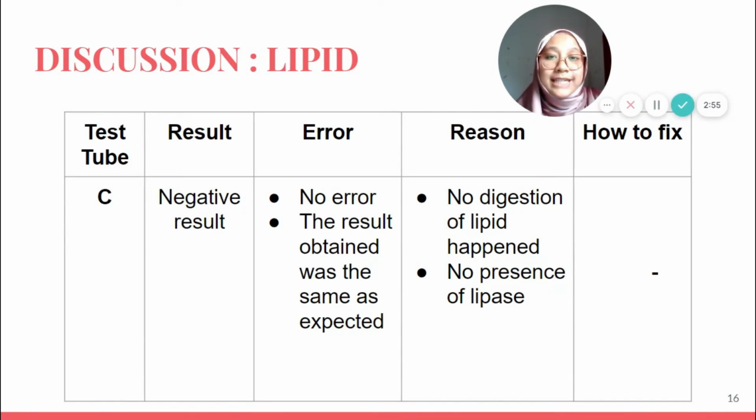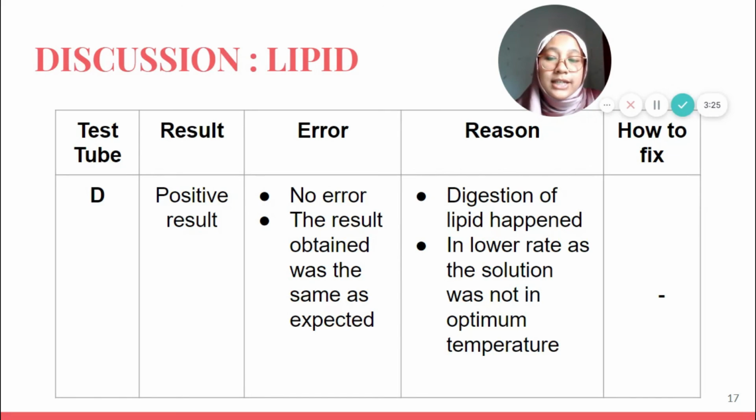For test tube C, the result obtained is a negative result. In this part of the experiment, there is no error reported. This is because the result obtained was the same as the expected result. The reason behind this result is that there is no digestion of lipid occurred. This is due to the absence of lipids in the test tube.